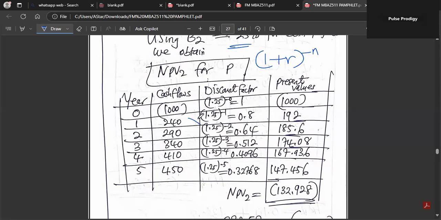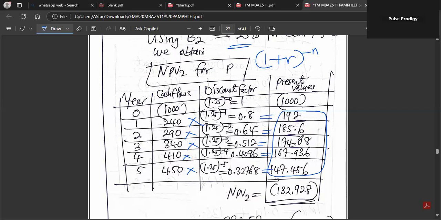So we multiply the 240 by this amount to get the last column for the present values. Then 290 multiplied by that to get that one. This one multiplied by this, you get that one. Then this one multiplied by that one, you get that one. 450 multiplied by this one, you get this one. So the NPV is the sum of the present values of all cash inflows, which are these ones, minus the initial investment in the project of 1,000. So it's giving us a negative NPV.